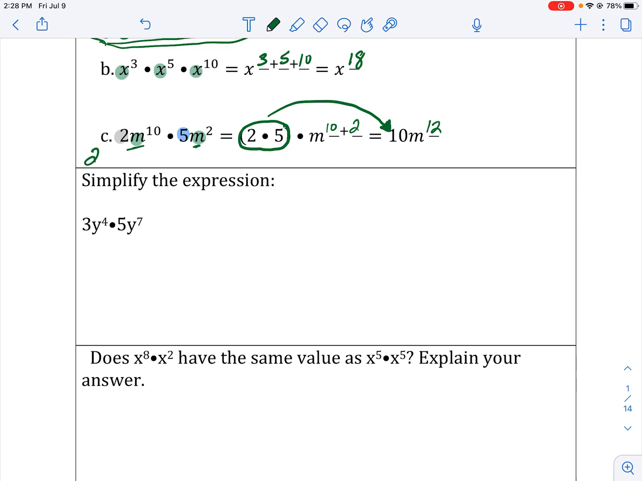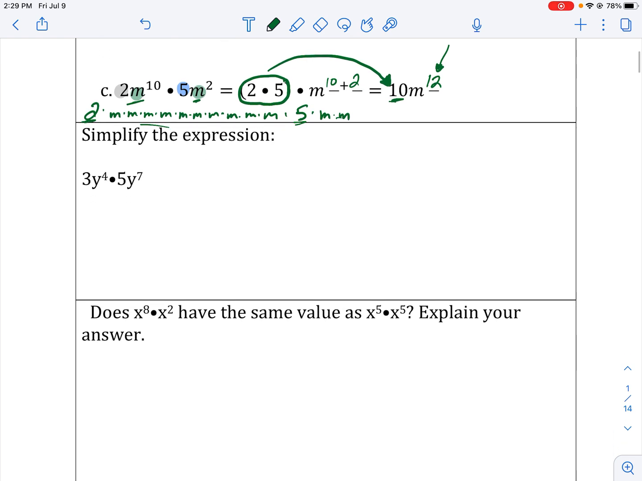So you can write out 2 times 10 m's times 5 times 2 m's. So now it's like combining our like terms. Well, 2 times 5 is 10, which we got there. And if you count all of those m's, you will end up with 12 m's, which means m to the 12th. Either way will work to show your work and get these answers correct.